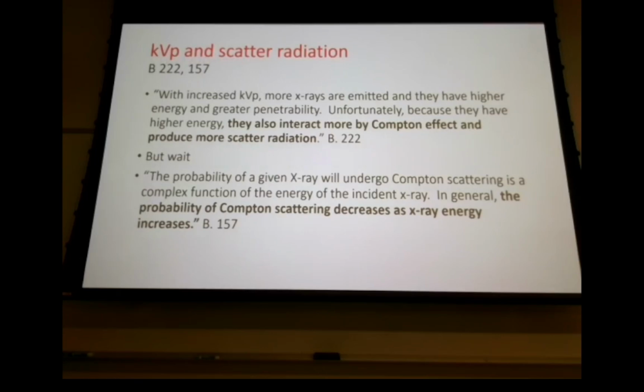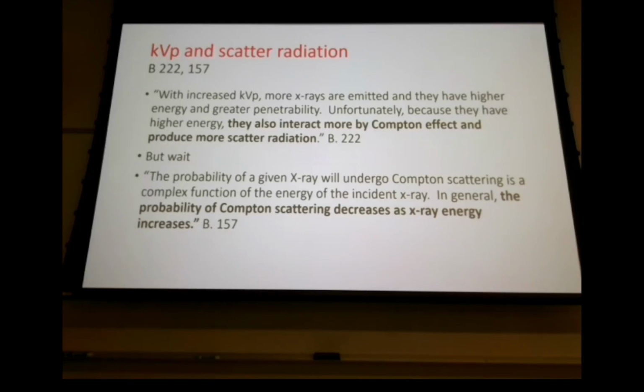A lot of quotes from this point forward, and the Fauber book, I think, sums up everything that we've been talking about best, and we'll get to that here at the end. I think we can get through this today. So, with increased kVp, more X-rays are emitted. They have higher energy and greater penetrability. Unfortunately, because they have higher energy, they also interact more by Compton effect and produce more scatter radiation.